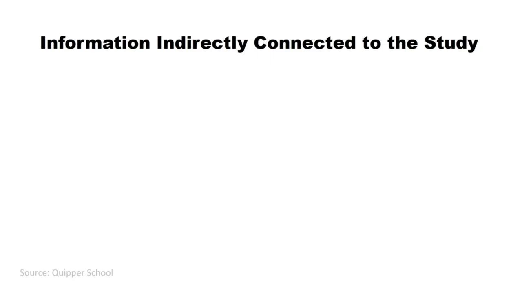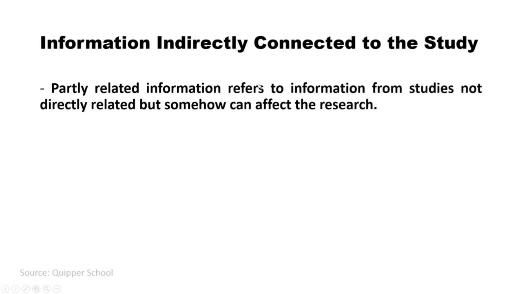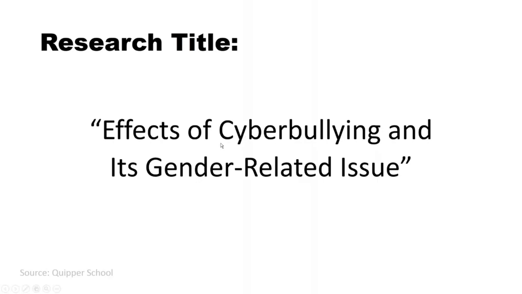Okay, so the next part is information indirectly connected to the study. So what does it mean? So, information indirectly connected to the study is partly related information that refers to information from studies not directly related but somehow can affect the research. Okay? So, partly related information refers to information from studies not directly related but somehow can affect the research. So, the title was about effects of cyberbullying and its gender-related issue.